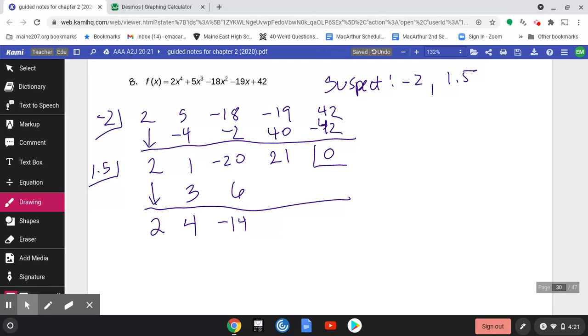Now, -14 times 1.5, if you don't have a calculator, you can think of that as like times 3/2. And so that's going to be a -21, which is what we wanted it to be. So that's a 0, because that's a remainder 0. I'll get rid of that so we don't get confused.